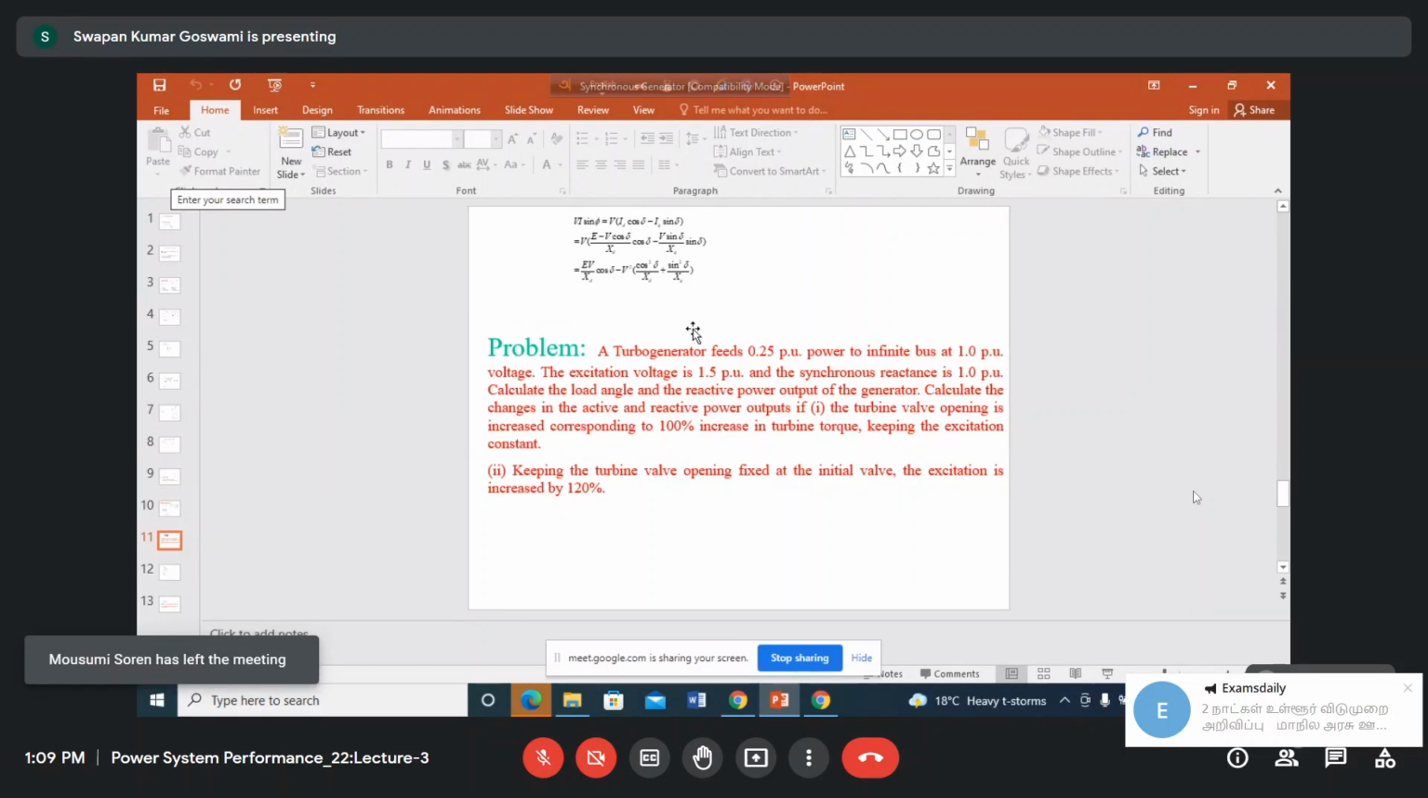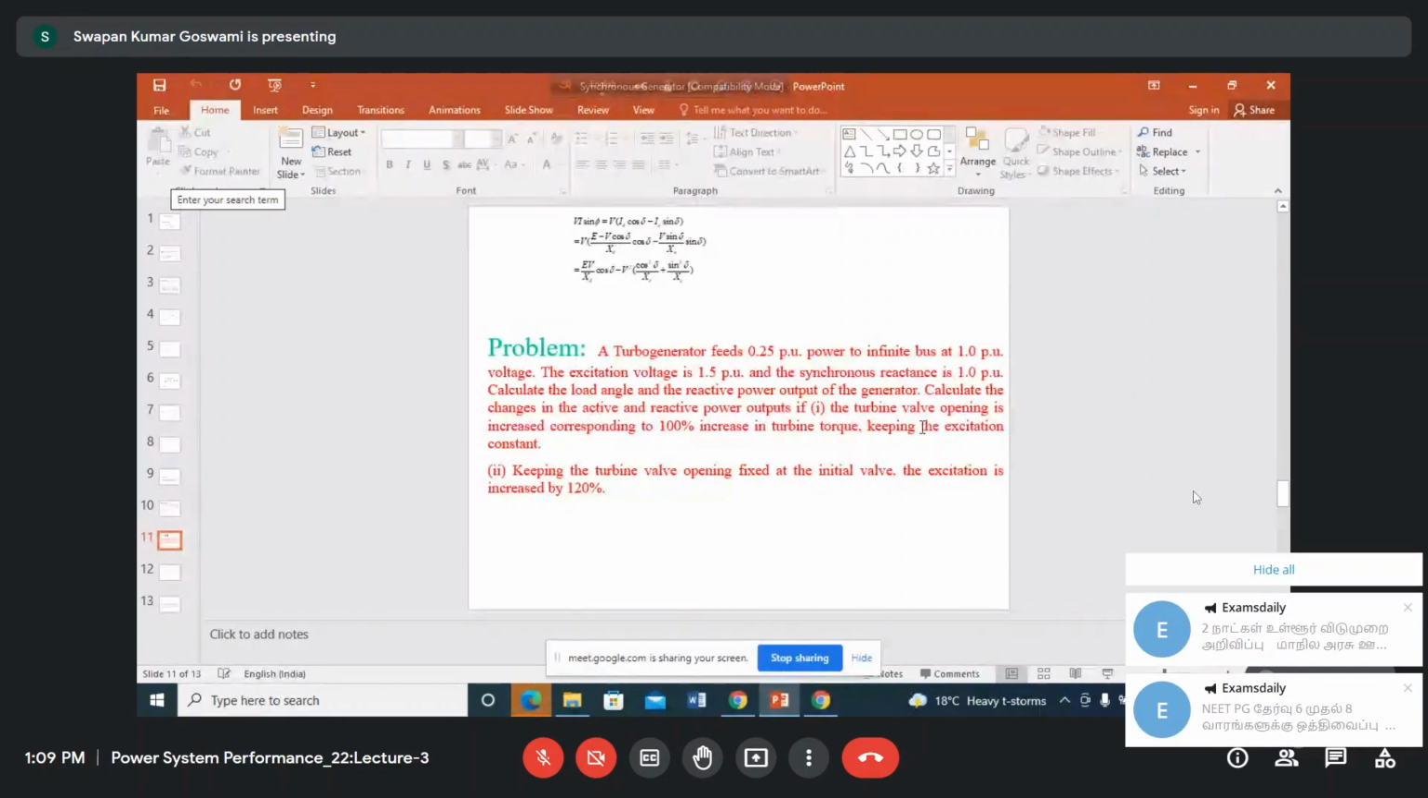Very simple. Now calculate the changes in the active and reactive power outputs if two conditions are given. Number one condition is the turbine valve opening is increased corresponding to 100% increase in the turbine torque. Turbine valve opening is increased means active power is being controlled. How?